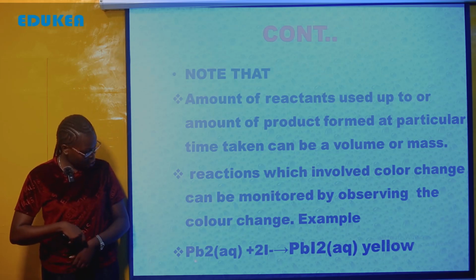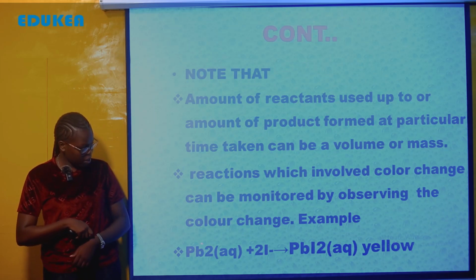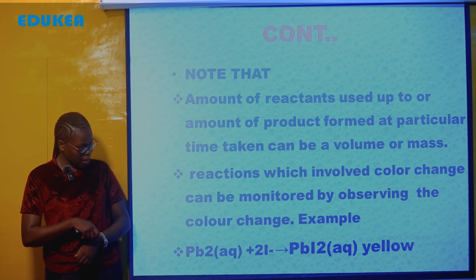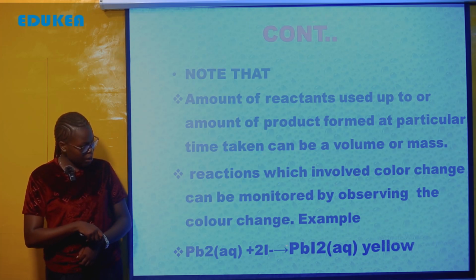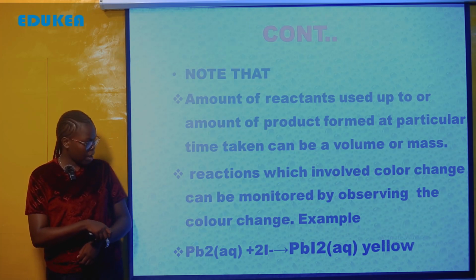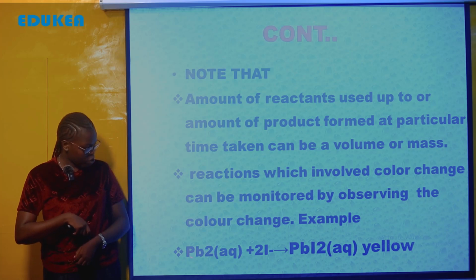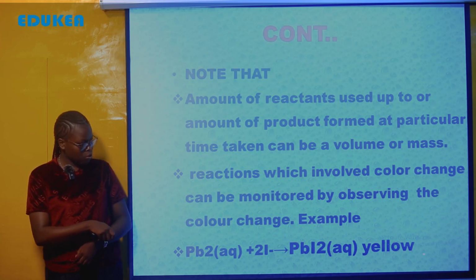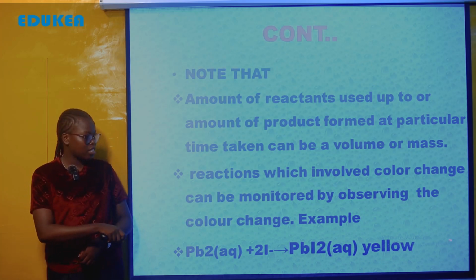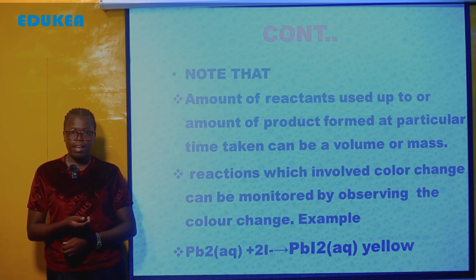Example here, you have lead ion in aqueous solution, you react it with iodide ion, you get the lead iodide which is yellow in color. So here the color has changed from colorless to yellow. So this indicates the rate of change of chemical reaction.